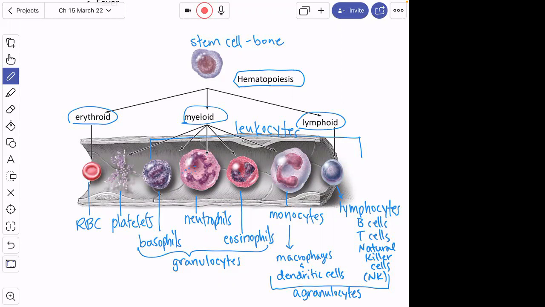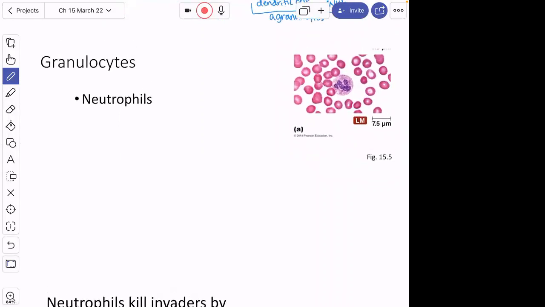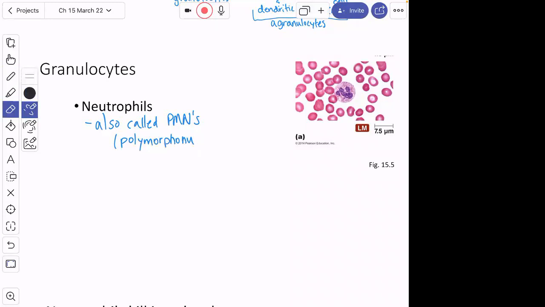All right, so that's a little overview of the cells that we're going to be talking about. Let's talk first about our granulocytes, and in particular the neutrophils, because there are so many more neutrophils than basophils or eosinophils. Another name for the neutrophils, they're also called PMNs. And I mentioned that before briefly. That stands for polymorphonuclear leukocytes.